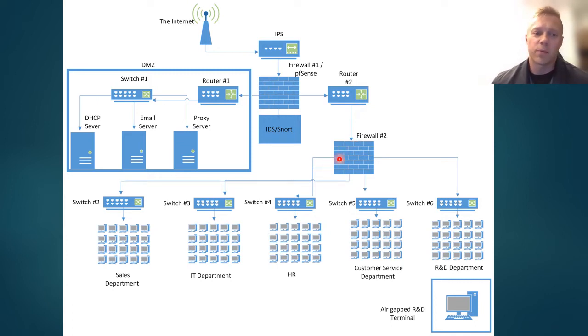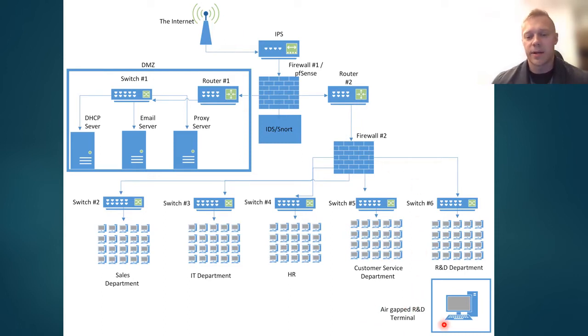From our firewall, we have 5 different switches, 2, 3, 4, 5, and 6, and each of our departments has its own switch. As we can see here, 25 units in each of these different departments are hooked to the switch, to the firewall, to the router, to the firewall, to the IPS, and to the internet.